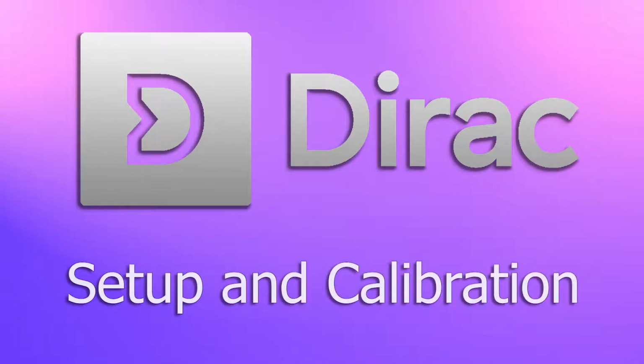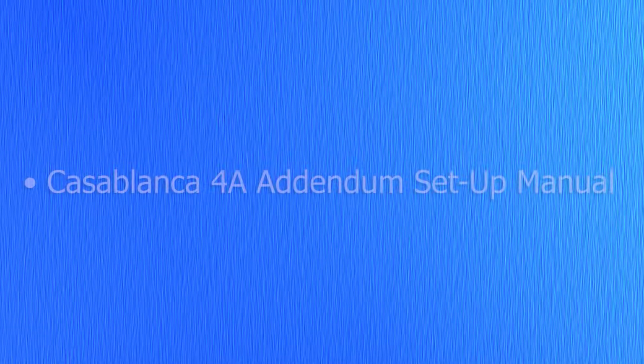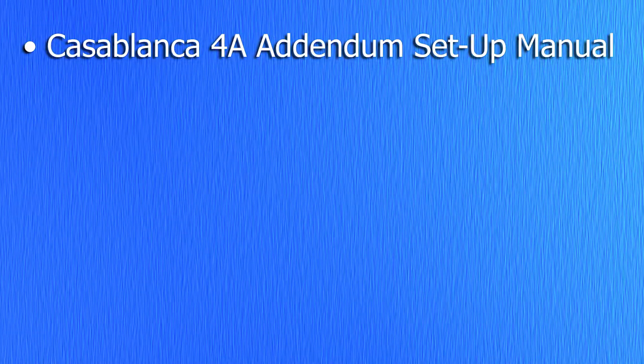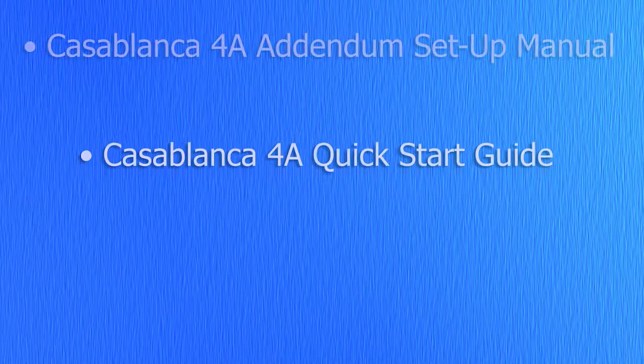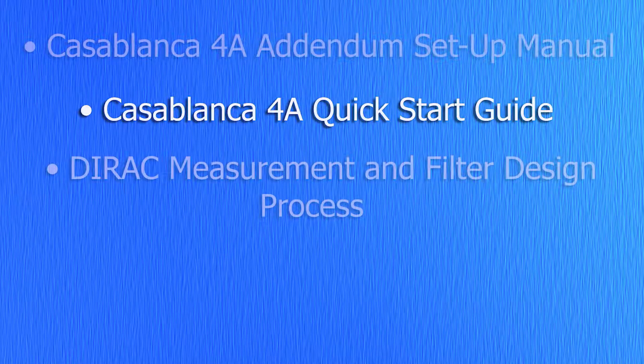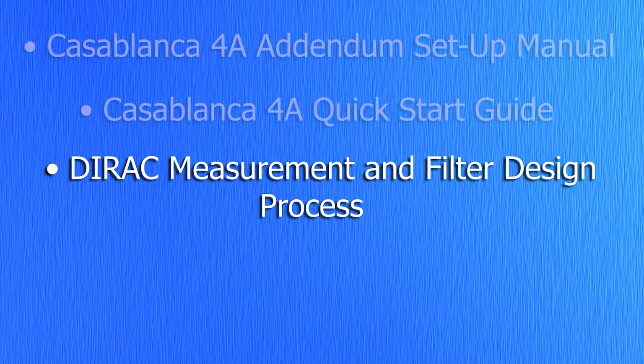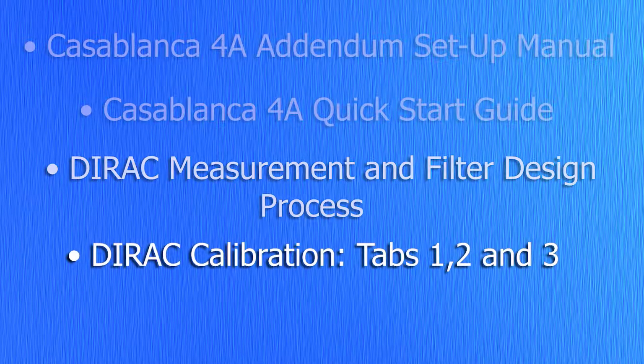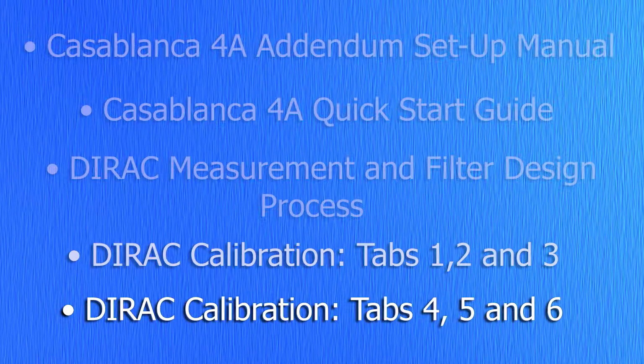This video details the DIRAC calibration procedure for the Theta Casablanca 4A cinema processor. Before we begin the process, please carefully review the following booklets that were supplied with your processor: Casablanca 4A Addendum Setup Manual, Casablanca 4A Quick Start Guide, DIRAC Measurement and Filter Design Process, DIRAC Calibration, tabs 1, 2, and 3, and DIRAC Calibration tabs 4, 5, and 6.